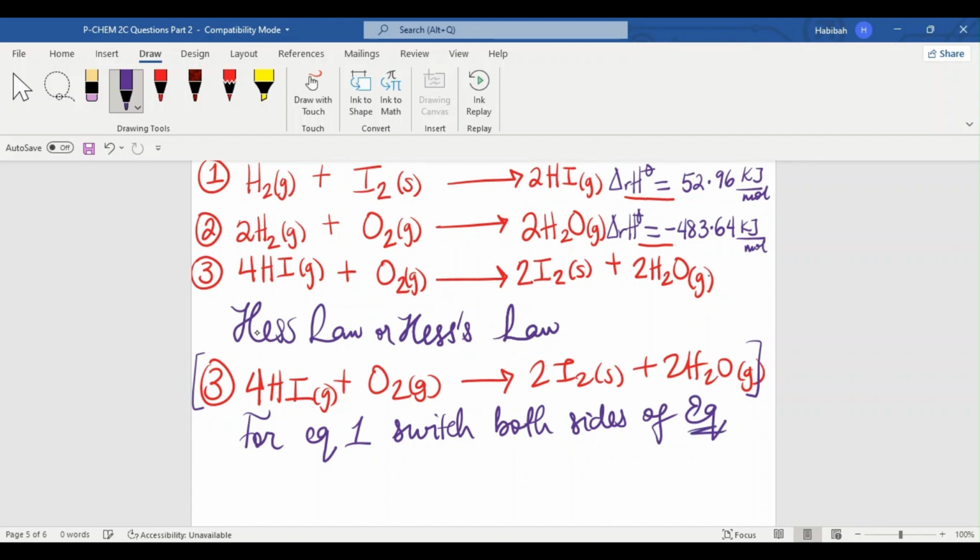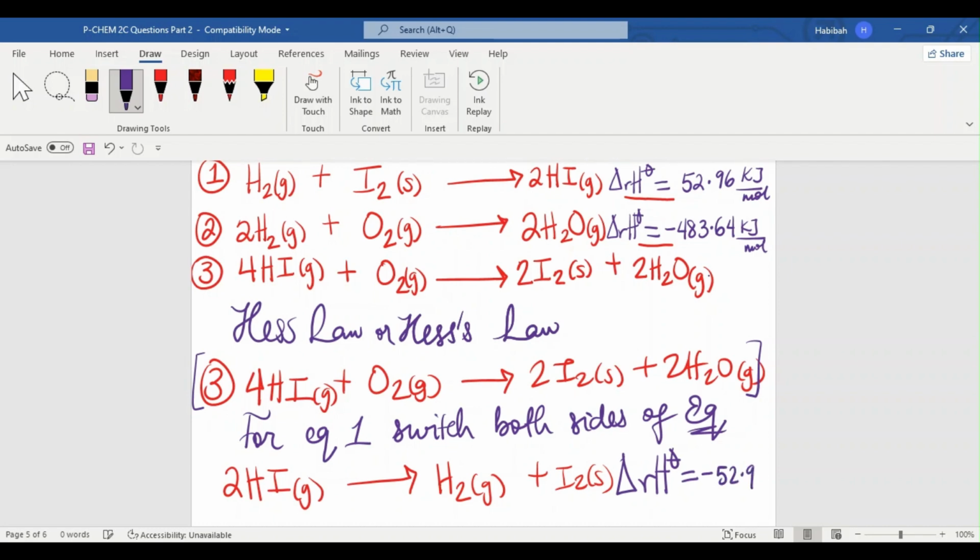So what's going to happen is that we're going to end up with 2HI. Let me use a red marker for equations. So we're going to have 2HI gas would actually give us H2 gas plus I2 solid. And of course, anytime you switch equations, mathematically it is the same thing as multiplying by -1. So now the updated change in enthalpy of reaction is going to be -1 times 52.96 kilojoule per mole. So what we end up with is -52.96 kilojoule per mole. So that is the first manipulation.